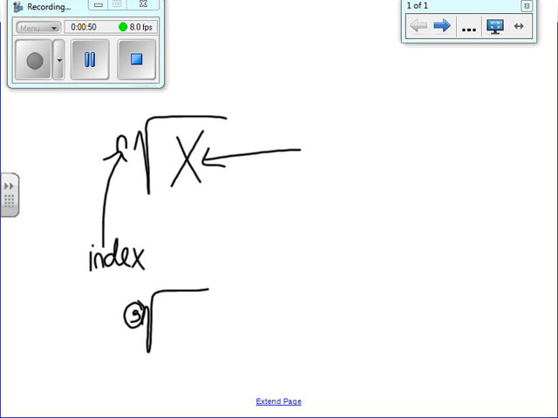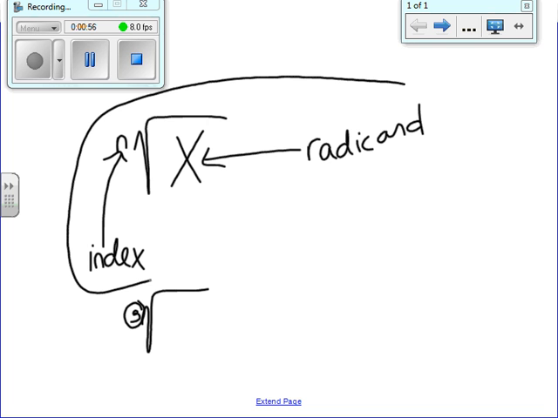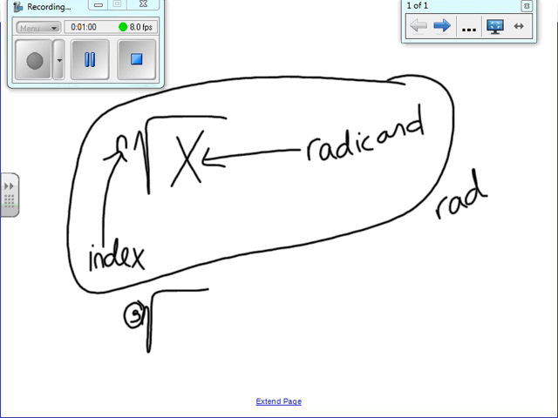The thing underneath the little house is called the radicand. And then all of it together in a nice big bubble is called a radical. So you need to know that language because you might be asked things like what is the index, what is the radicand, and all of that kind of stuff.